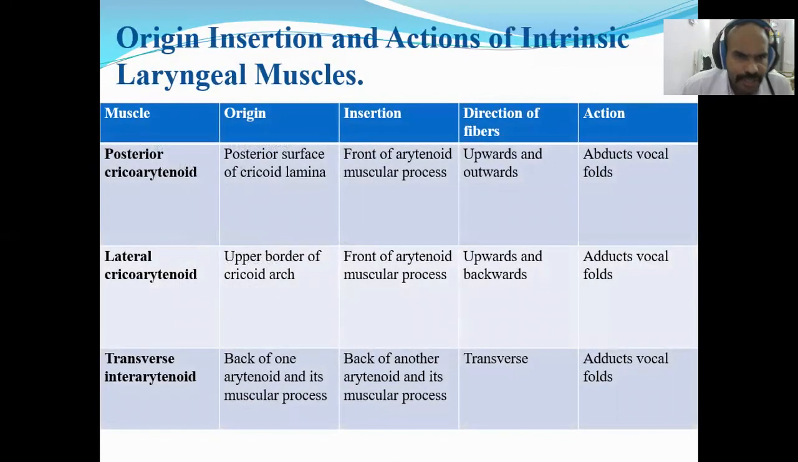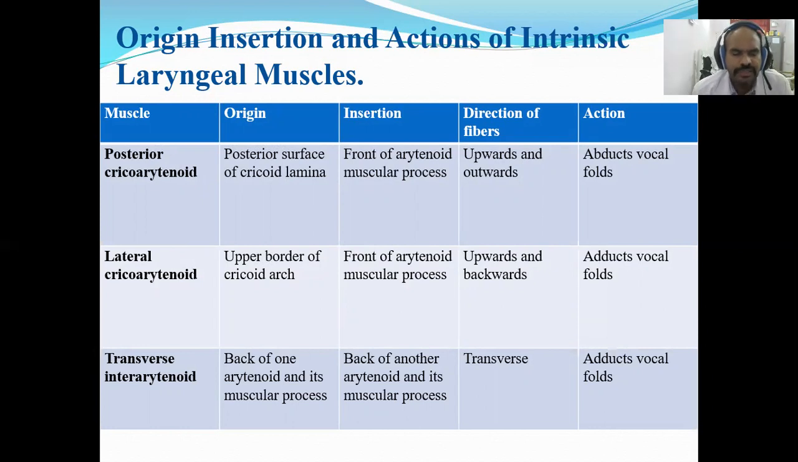The origin and insertion: posterior cricoarytenoid, as the name suggests, originates from the posterior surface of the lamina of the cricoid cartilage, with insertion into the front of the muscular process of the arytenoid. And what is the action? The most important action is abduction, and the only abductor of the vocal cords is the posterior cricoarytenoid. Then we have lateral cricoarytenoid, which starts at the upper border of the cricoid cartilage and attaches to the muscular process of the arytenoid, and it adducts the vocal folds.